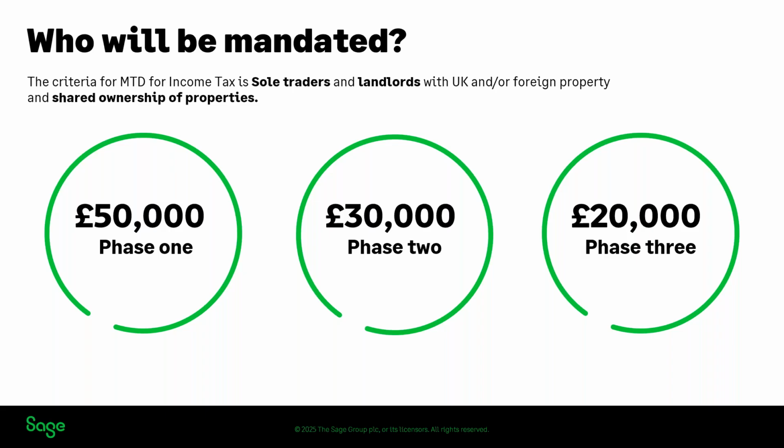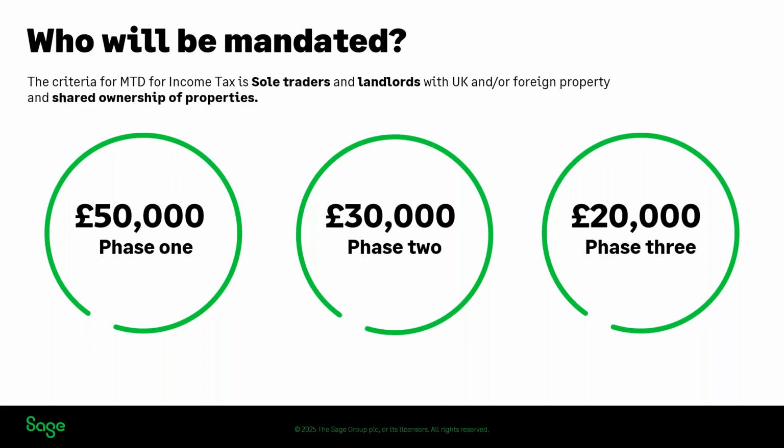Now, you could also be a sole trader and a landlord, so therefore it is the combined income before expenses. A key point to note here is that if you get income from a jointly owned property, it is just your share of the property income that will count towards your qualifying income, not the whole amount, just your share.